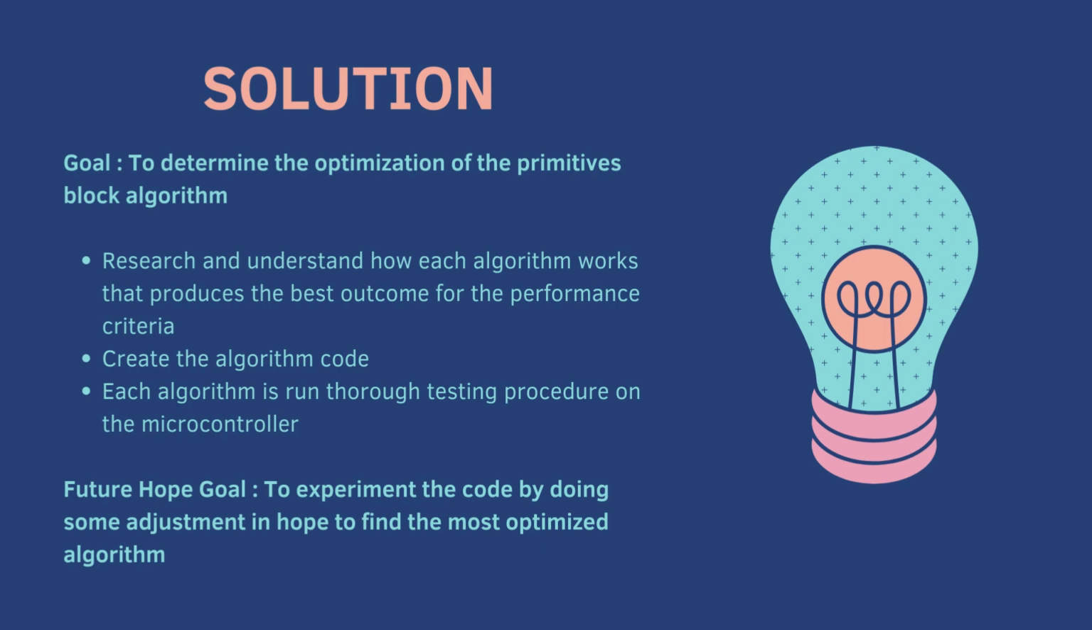In addition, for the future goal, which is to experiment with the code by doing some adjustment in hope to find the most optimized algorithm, the research aims to comprehend each of the algorithm's operation and how the best outcome is attained. By carefully dissecting the algorithm code, adjustment may be made to achieve the best algorithm and enhance the result. By achieving this future goal, the microcontroller can function well with this optimized algorithm in place, allowing for quick encryption and decryption operation while preserving the RAM and space. Furthermore, it will also become possible to integrate more functions in the microcontroller in the future.